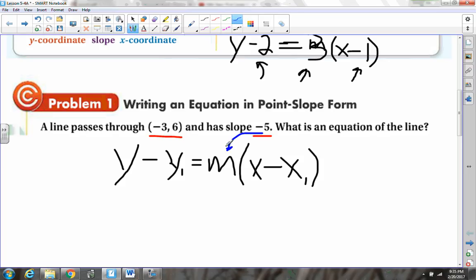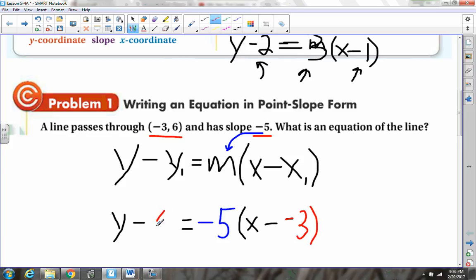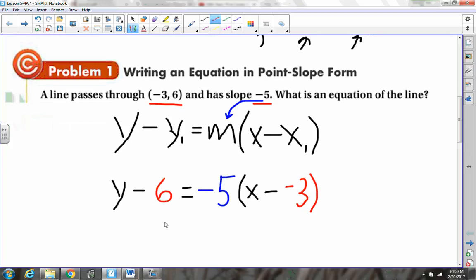I know the slope, it's -5, it's going to go right there. The x and the y that are just the variables without the little numbers next to them always stay the same. They never change. They never move. X minus, that's always that way. Y minus, that's always that way. Now the only thing that I need to put in here are my x and y coordinates. My x coordinate is a -3, so I'll replace my x1 with a -3. And my y coordinate is a 6, so I replace my y1 with a 6. Now my equation is basically finished.